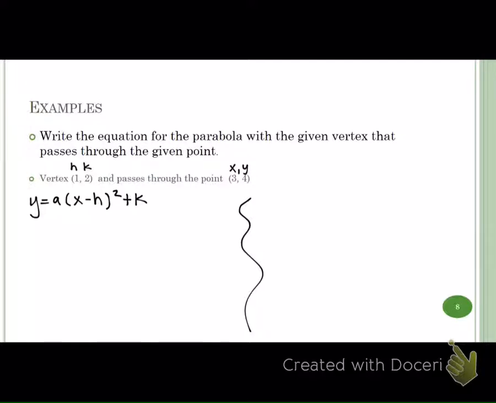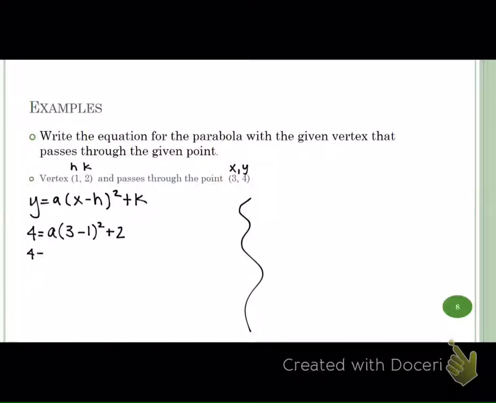So we can substitute that in. Y is 4. We don't know A, that's what we'll solve for. H is a positive 1, which means it goes in as a negative. And our X value is 3. And our K value is 2, and that does not go in opposite. So we can now solve. Do you see how there's only one variable?